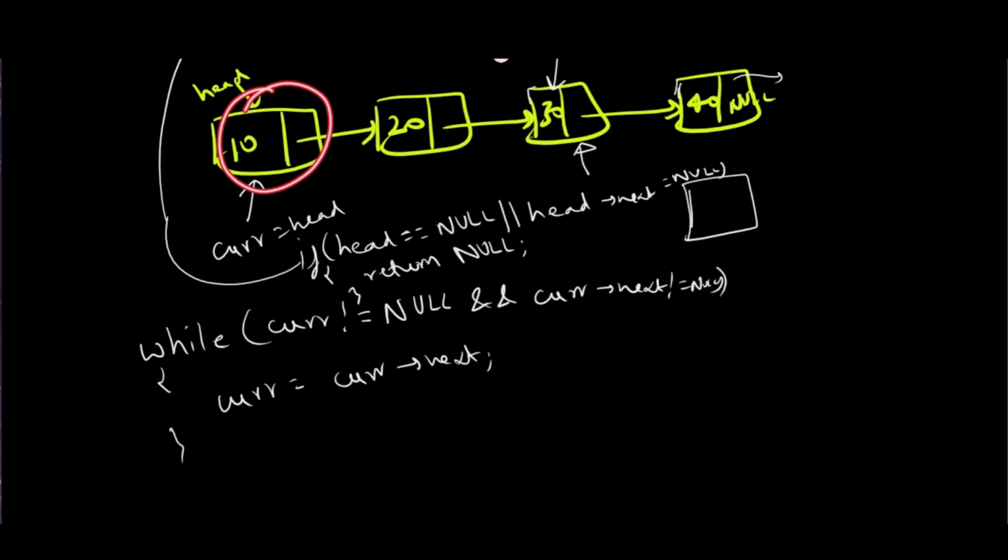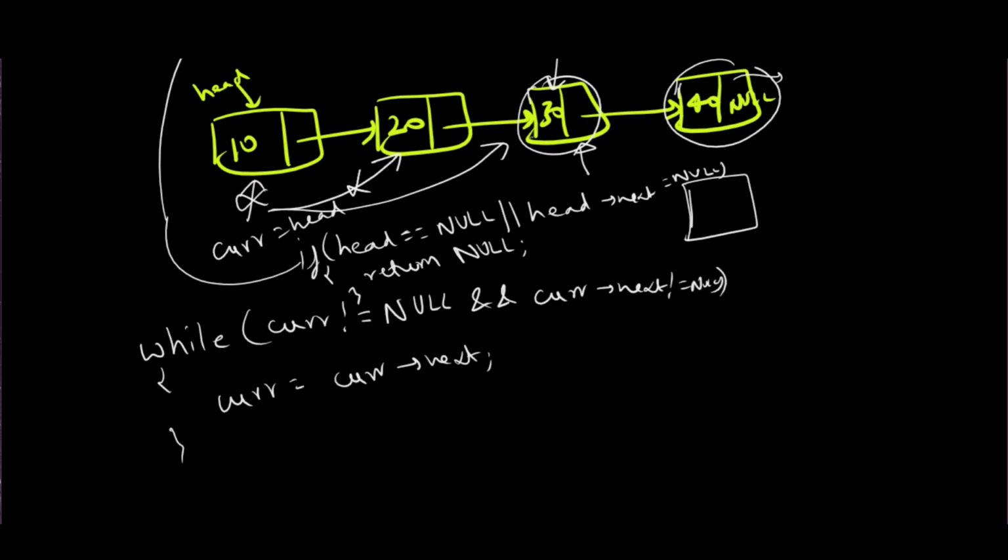So current will move from here to here. Now the current will move to 20. Next we'll check 20's next is not null. It is true, so now the current will move to 30. In the next step we'll check if current is not null and current's next is not null. So this is true, so the current will move here.